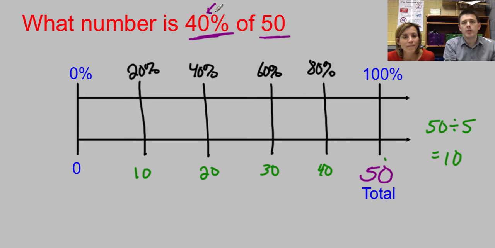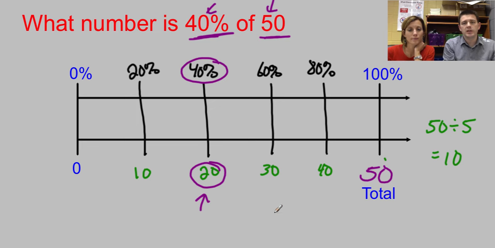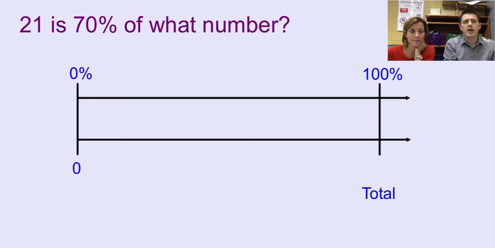What is 40% of that 50? So I found 40% on one line, and I find what it matches with on my other number line. In this case, 20 is 40% of 50. So my answer in this one is 20. Hopefully you're feeling a little bit more comfortable with it. Let's try another one that's just a tiny bit different this time.